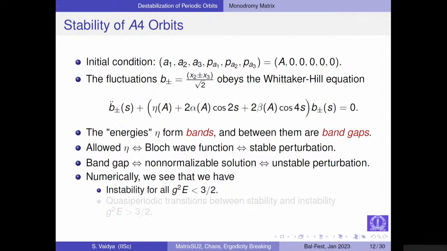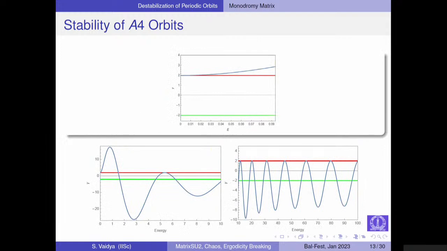So here, numerically, what we saw is that when energy g squared E is less than 3 by 2, the A4 orbit is always unstable. And then for energy greater than 3 by 2, we find repeated bands of stable and unstable regions. So this is what the monodromy matrix, gamma, looks like. I've plotted gamma as a function of energy.